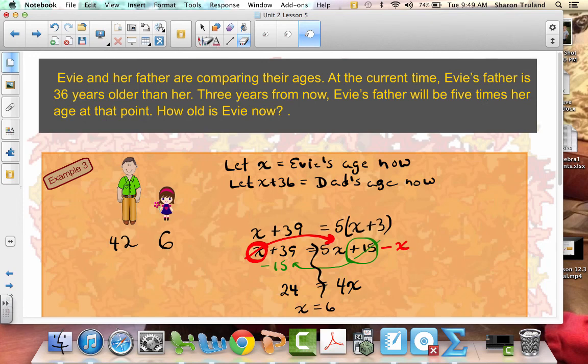All right. Evie and her father are comparing their ages. At the current time, Evie's father is 36 years older than her. Yep. 3 years from now, oops, that makes her 9, and that makes him 45. Evie's father will be 5 times her age. Okay, so 45 equals 45.